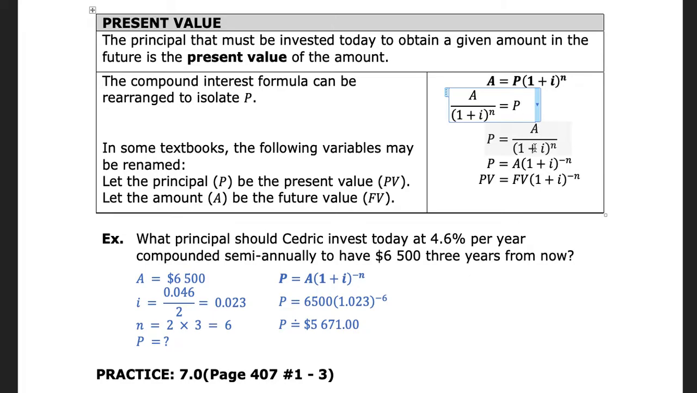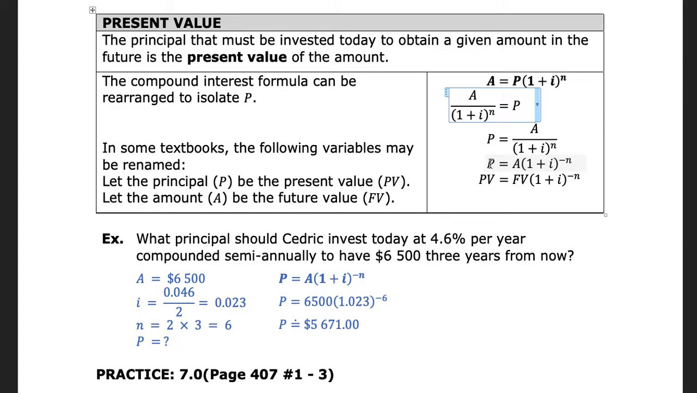This can be rewritten using negative exponents. Remember that a negative exponent makes you take the reciprocal of the base, and the reciprocal of 1 plus I is 1 over 1 plus I, and then we write that to the same exponent. So these are equivalent statements. Now, this is the exact same formula as before, just isolating P.